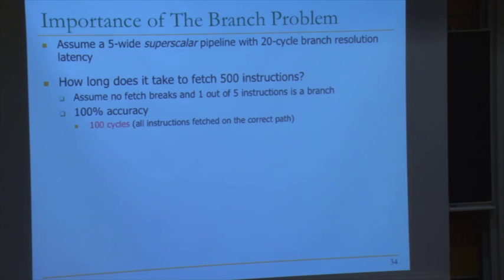So all instructions fetched are on the correct path. We're not flushing anything. No wasted work. So we like this, right? 100% accuracy. Well, let's go down to 99% accuracy. How bad does it become? How long does it take to fetch these 500 instructions now?